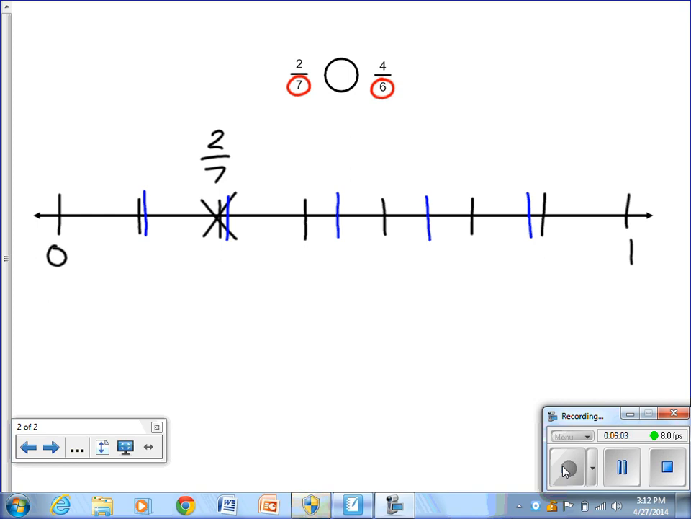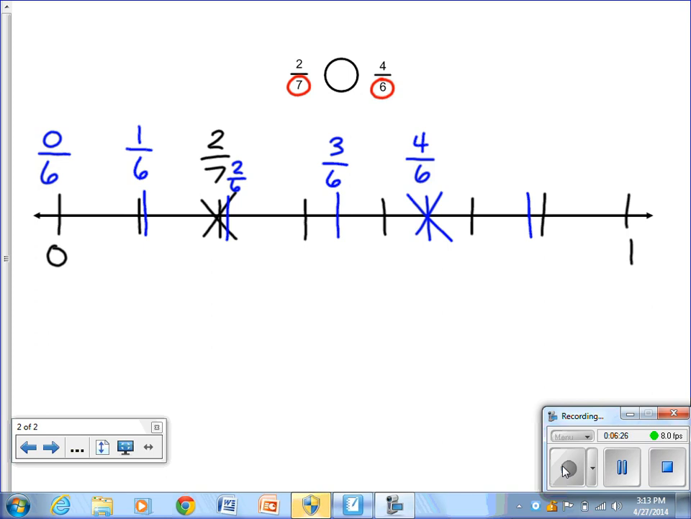Now, if I'm talking about 6, my 0 now becomes 0/6. This first blue, or whatever color you're using, tick mark would be 1/6. This one would be 2/6. This would be 3/6. That means that this one would be 4/6.